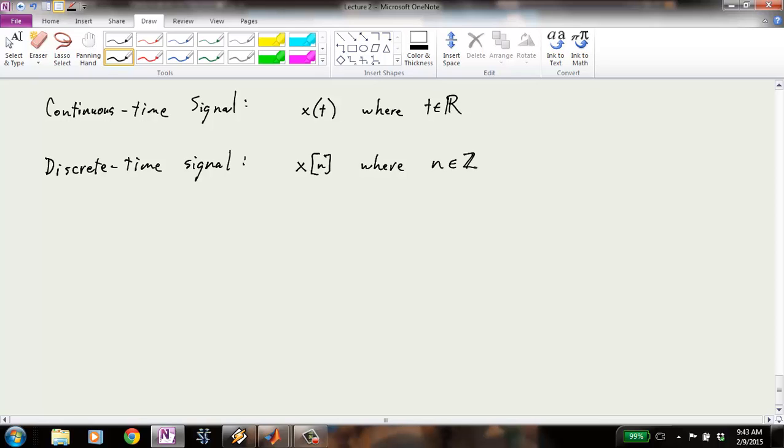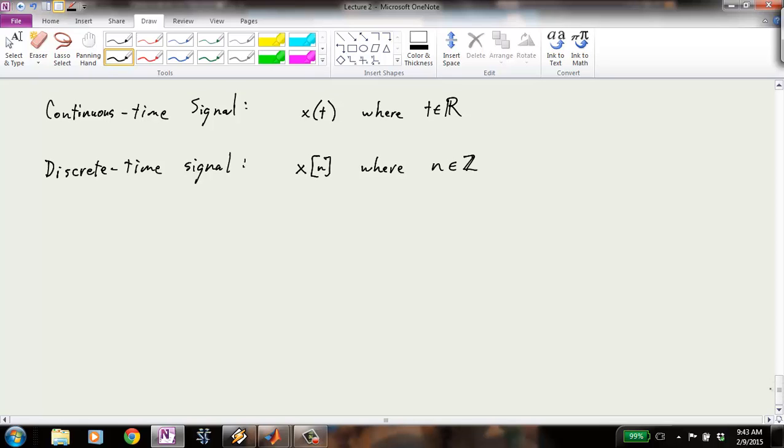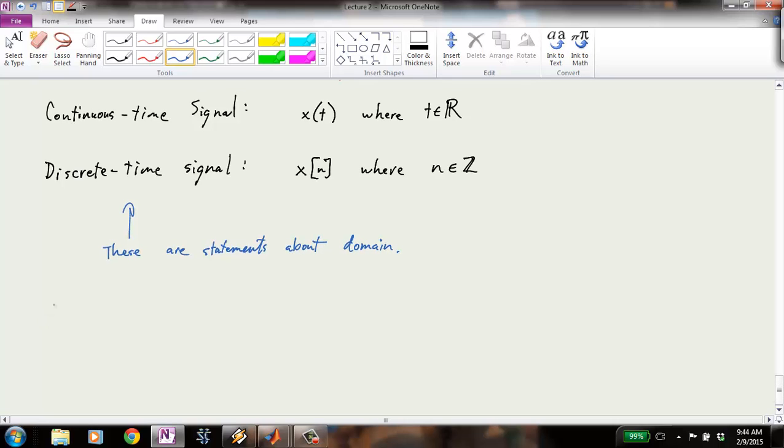Okay, now, it is also possible for you to have a signal. We try to distinguish what happens to its range. Notice these are statements about the domain. Okay. You could also talk about the range. Does the range hit any possible value? For example, here's a signal. Example signal.